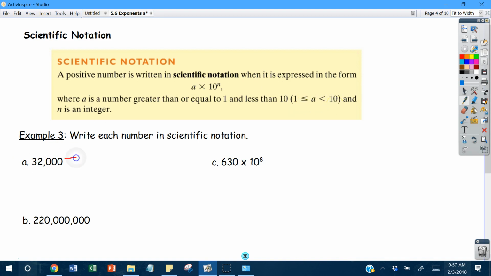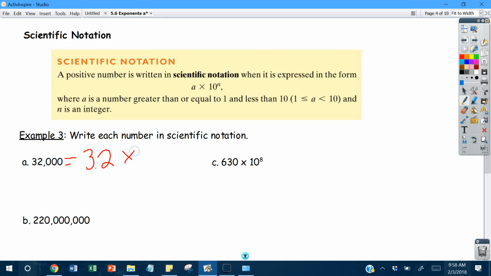So here's how we're going to do that. We're going to write it as 3.2. That's some number between 1 and 10. It's 3 and some change. And then we need to express the rest of these zeros, and also the fact that we just put a decimal before the 2 here. We need to tackle all that when we add in the 10 to a power part.